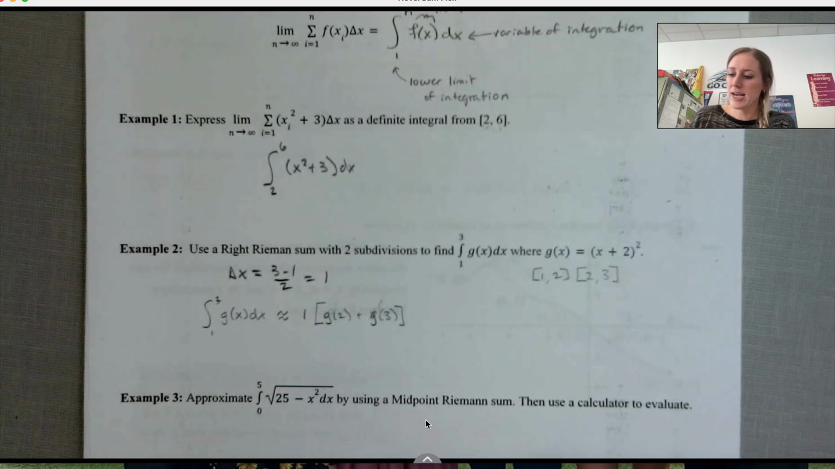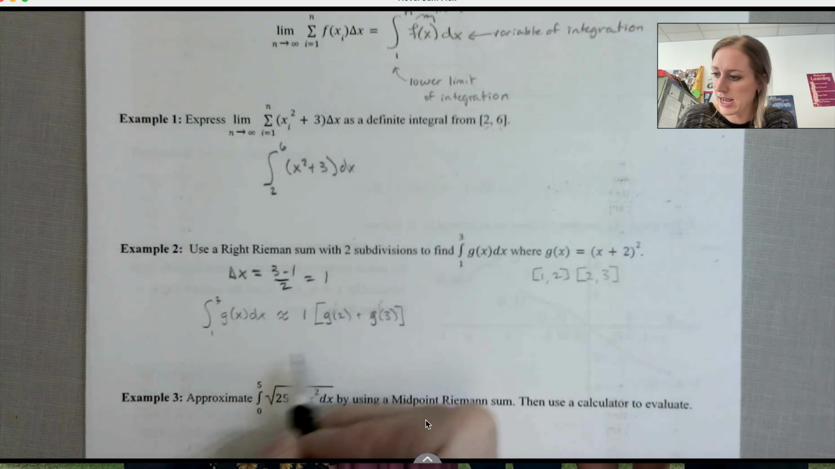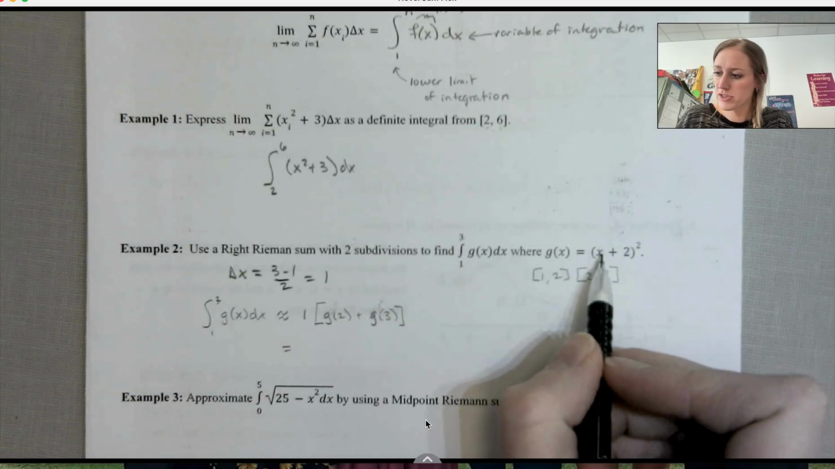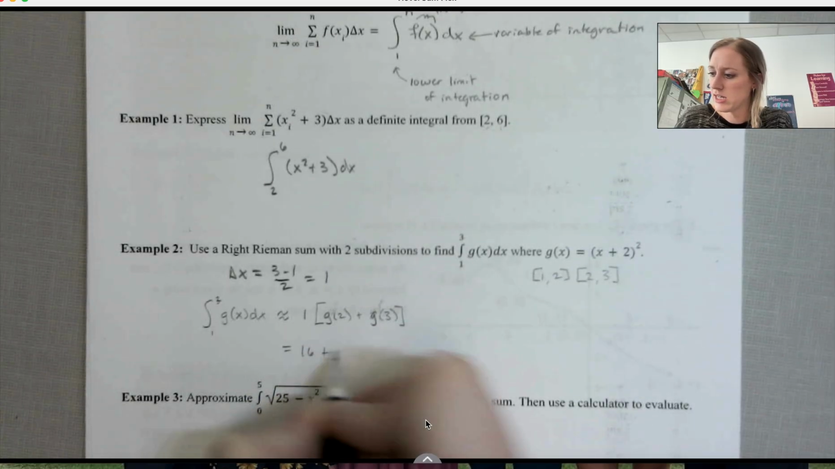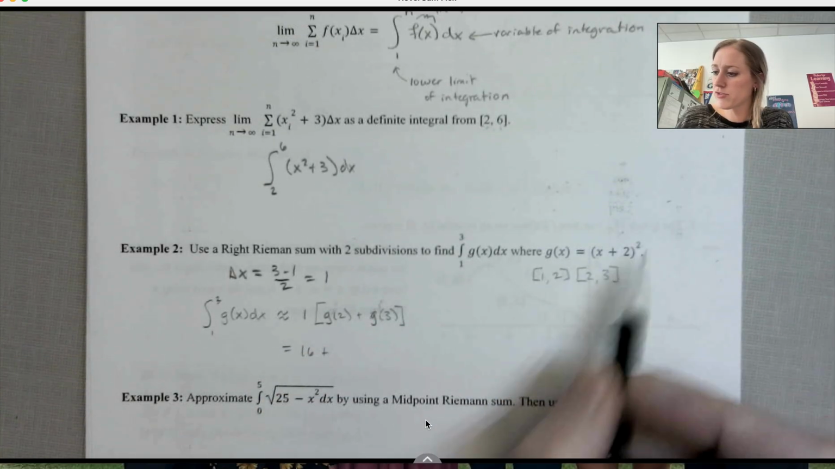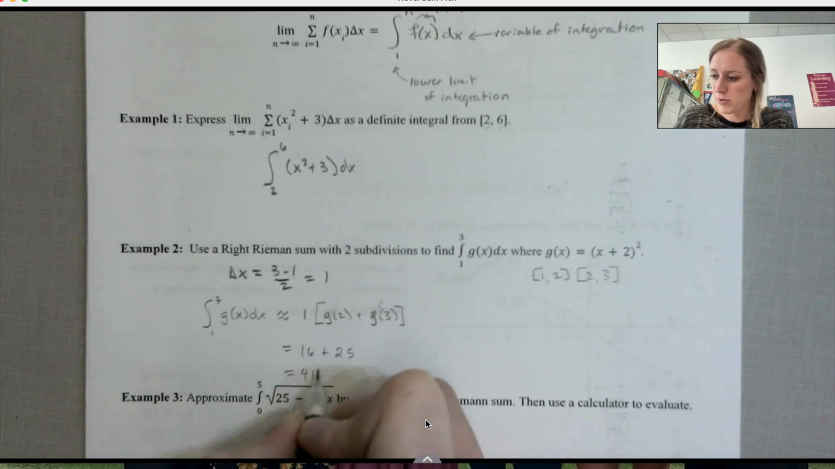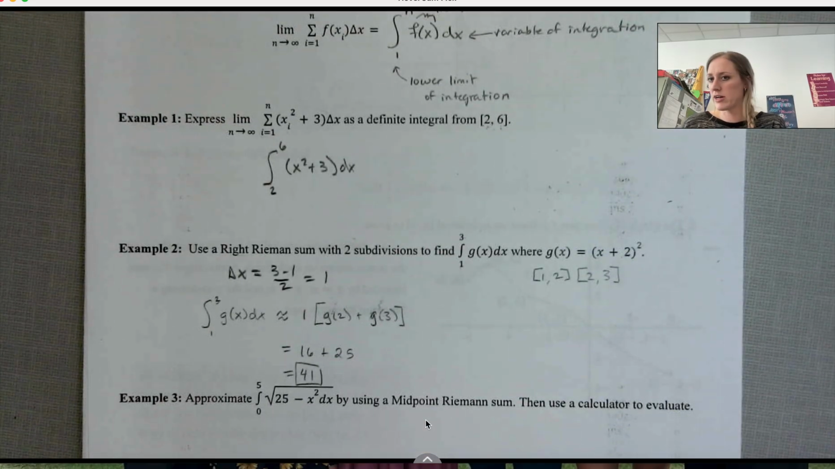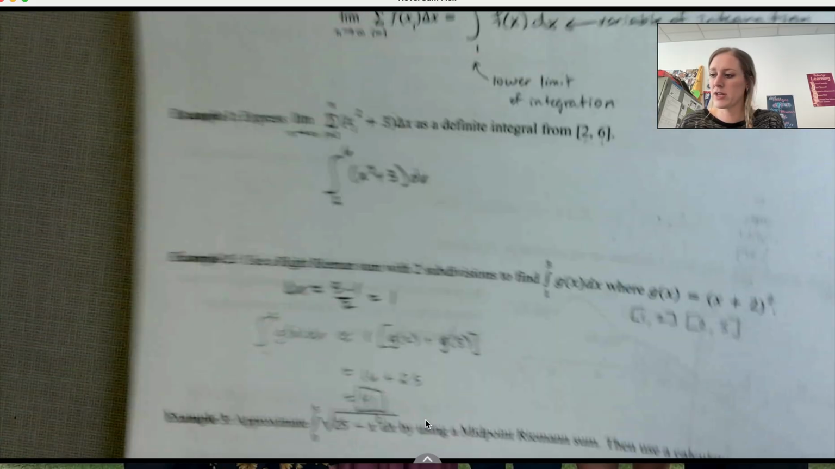Okay, so now I find g of 2 by just plugging into this function. 1 isn't going to change anything, but g of 2, so 2 plus 2 is 4, squared is 16. 3 plus 2 is 5, squared is 25. Add those together and we get an approximate area of 41. So the value of this integral is approximately 41. Again, we still use a Riemann sum right now to get an approximation.